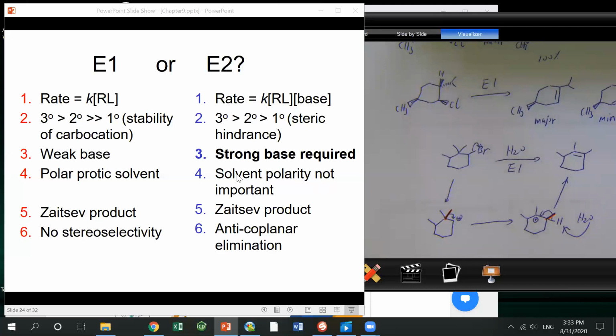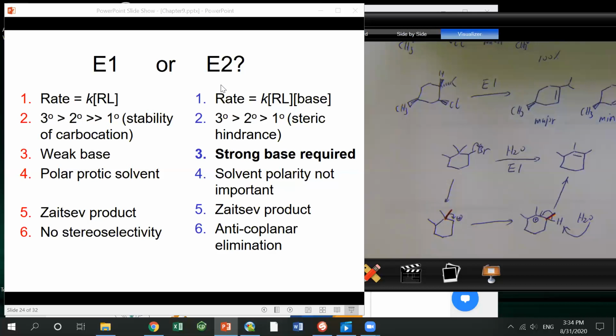An E2 reaction you can actually do in a polar protic solvent, a polar aprotic solvent, even a non-polar solvent. E2 has nothing to do with, or has less of an effect from, the polarity of the solvent. And for the stereochemistry, both E1 and E2 prefer the more substituted alkene as the major product. For E2, keep in mind there are three exceptions for the Hofmann elimination.